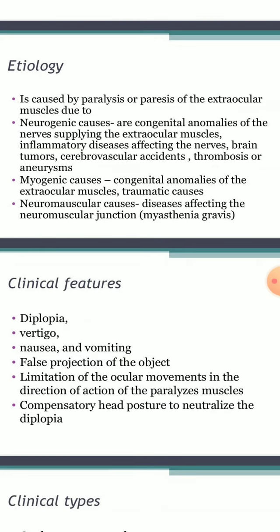Etiology. It is caused by paralysis of the extraocular muscle due to neurogenic causes: congenital anomalies of the nerves supplying the extraocular muscles, inflammatory disease affecting the nerves, brain tumor, cerebrovascular accident, thrombosis, or aneurysm. Myogenic causes: congenital anomalies of the extraocular muscle, traumatic causes. Neuromuscular causes: disease affecting the neuromuscular junction.